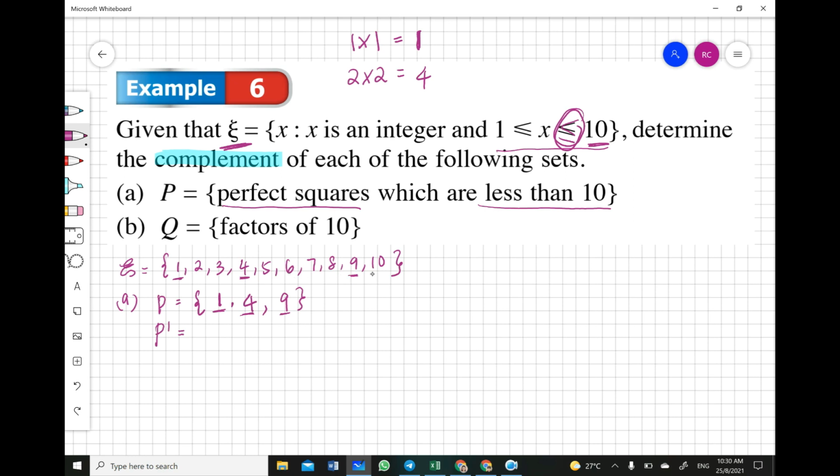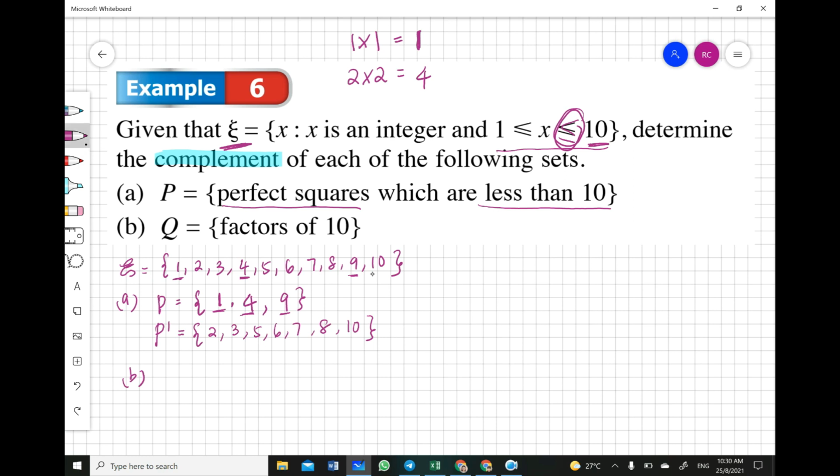So you just need to list down. What are the first numbers? 2. Yes, very good. 2, 3, 5, 6, 7, 8, 10. So that will be the complement of set P. So that's all for A. Now we carry on with B.